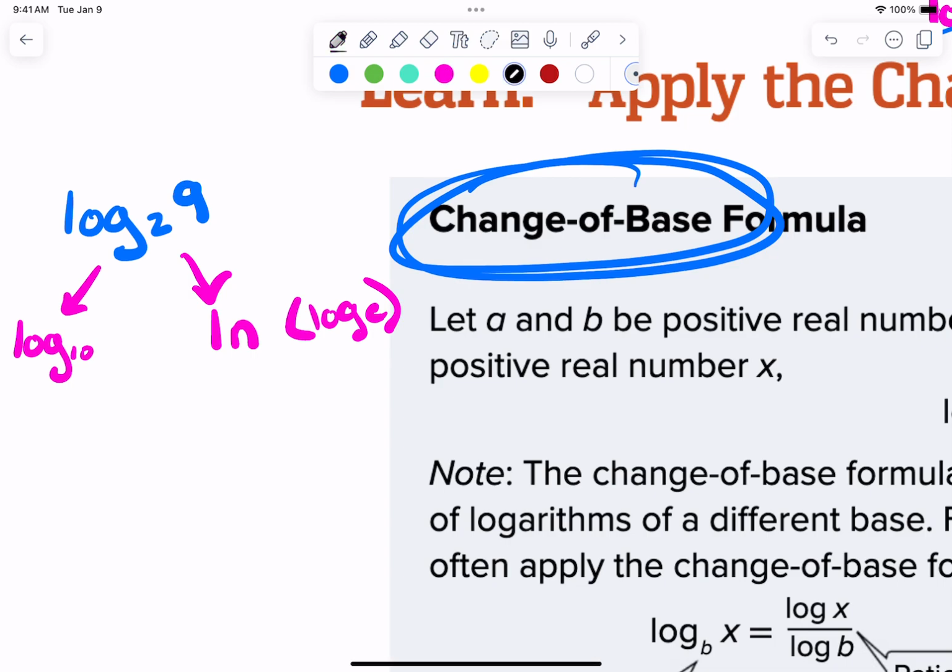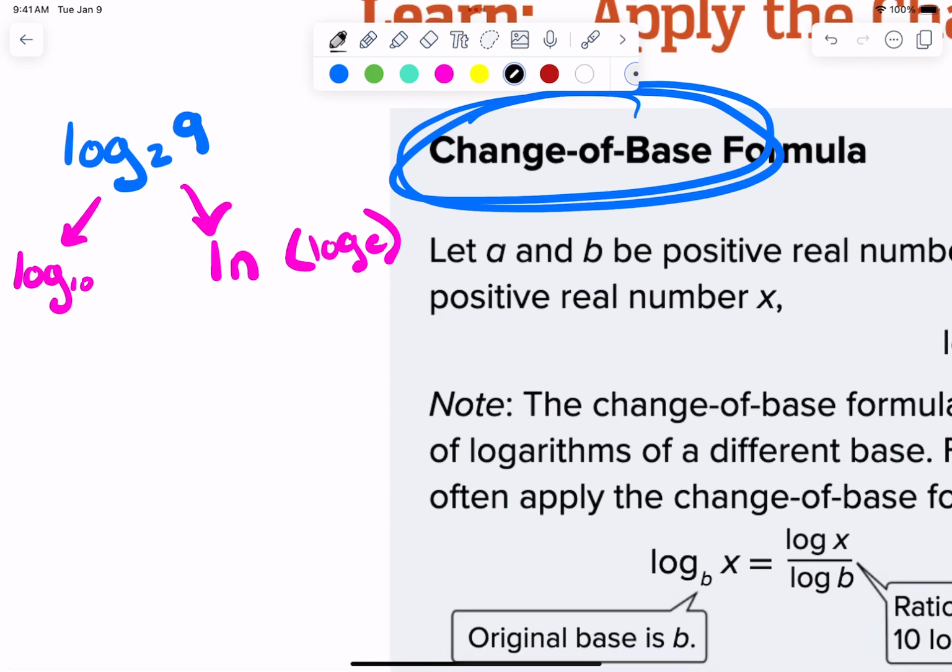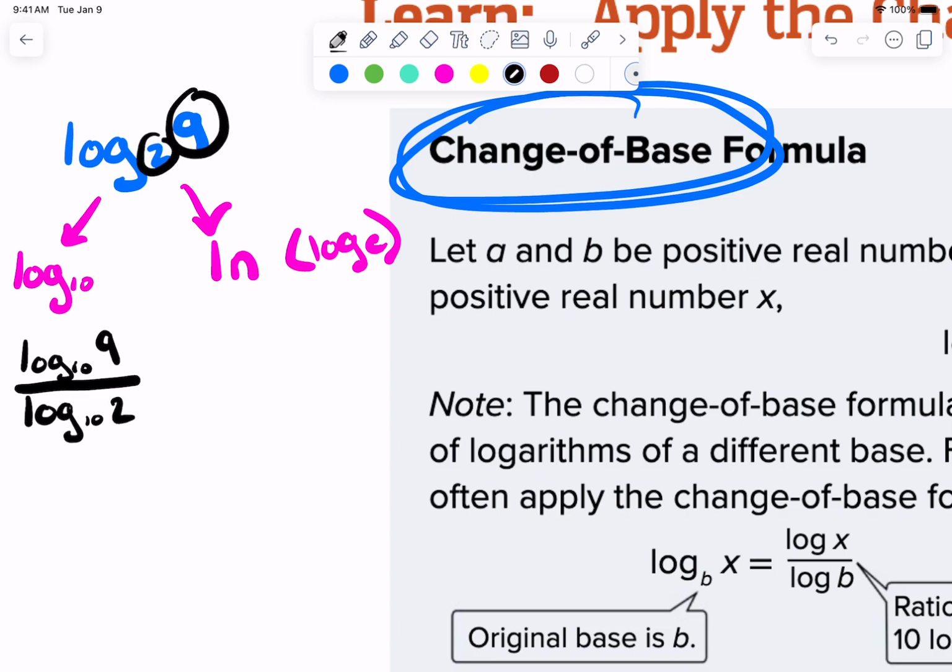Blink and you miss it. This is really fast. Ready? Okay, I'm ready. If I'm trying to convert it to log base 10, all I do is log base 10 of 9 over log base 10 of 2. This number goes in the top. This number goes to the basement because he's already in the basement, okay?